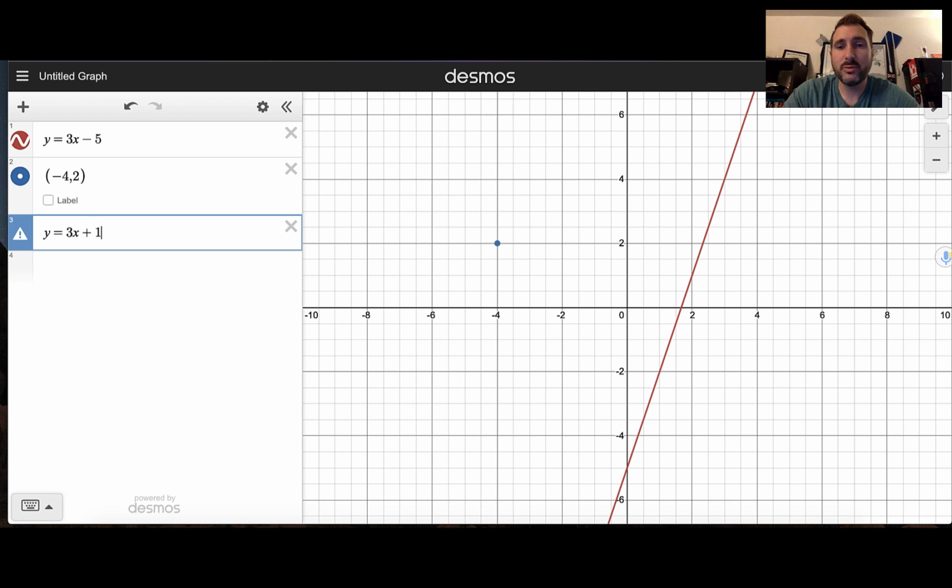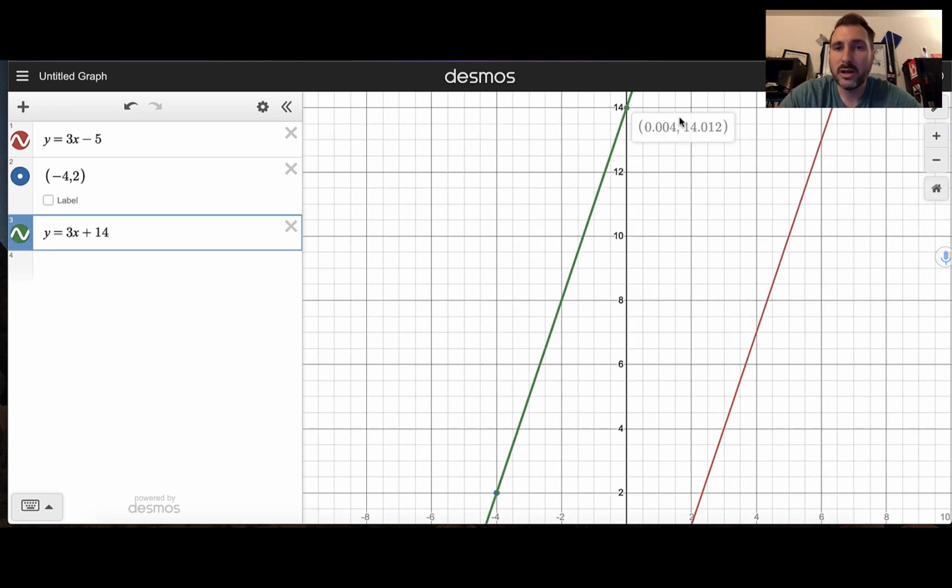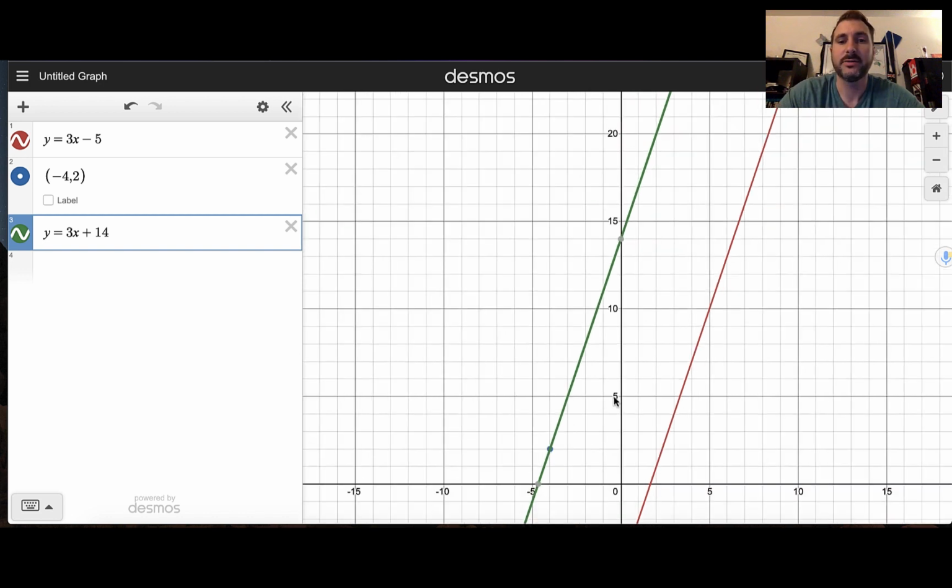Well, this is where Desmos can help us. We can kind of just guess and check. So 10 didn't move it up quite enough. 12, not quite enough. 13, 14. So I knew when it was going through (0, 0), it wasn't high enough because the point was above it. I had to move my y-intercept up to 14 in order for it to go through the point that I wanted down here.